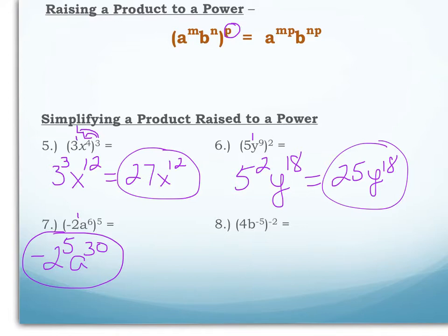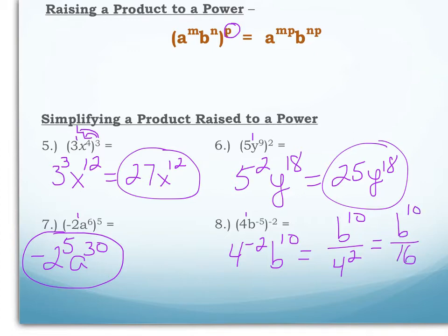And in number 8, again, the 4 has a 1, so we have 4 to the negative 2, b to the positive 10. Let's rewrite this so we have positive exponents in our final answer. And I can simplify 4 squared to 16.